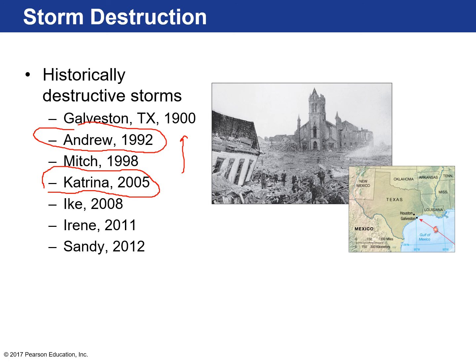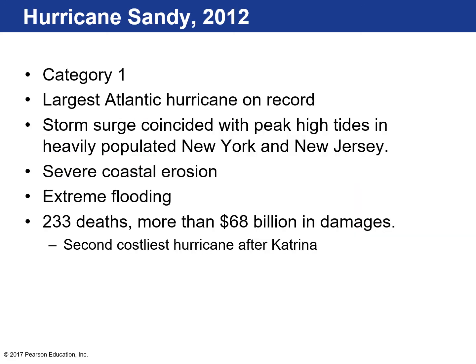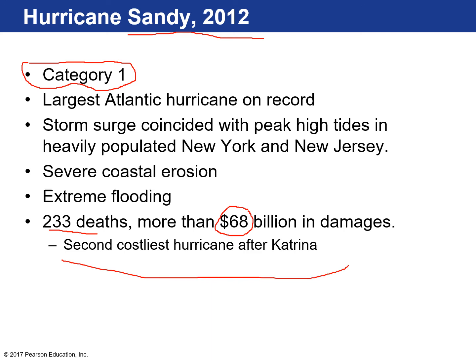There was Irene and Sandy. More recently, we had Irma tear through Central Florida. Sandy is mentioned because it hit the Northeast, and a lot of people live up there. It was a Category 1 as it approached the Northeast, and it diminished to a tropical storm. But the storm surge coincided with high tide in New York and New Jersey, which caused severe flooding and coastal erosion. There were 233 deaths and more than $68 billion of damage, the second costliest after Katrina.